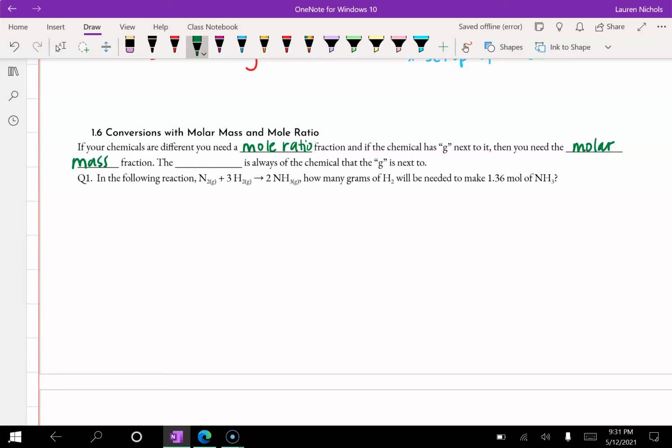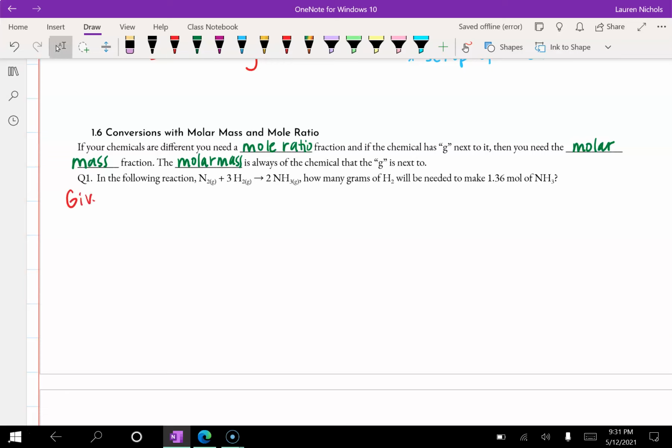Now, always remember that the molar mass is always of the chemical that the G or grams is next to when you label what you're looking for and what you're given. Because, for example, in this problem, it says, in the following reaction, 1 mole of nitrogen gas plus 3 moles of hydrogen gas produces 2 moles of ammonia gas. How many grams of hydrogen will be needed to make 1.36 moles of ammonia?